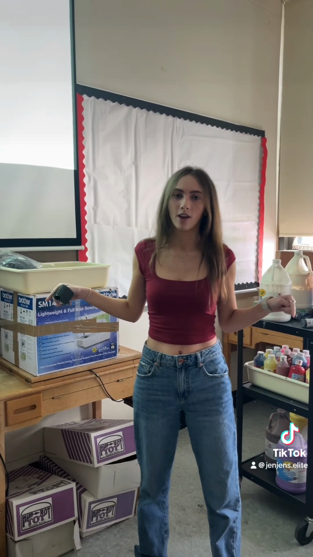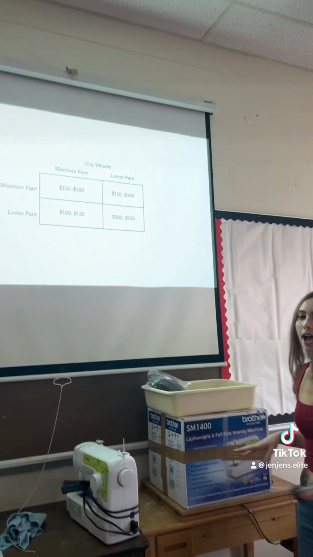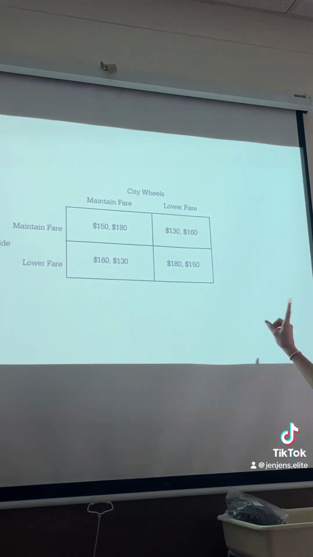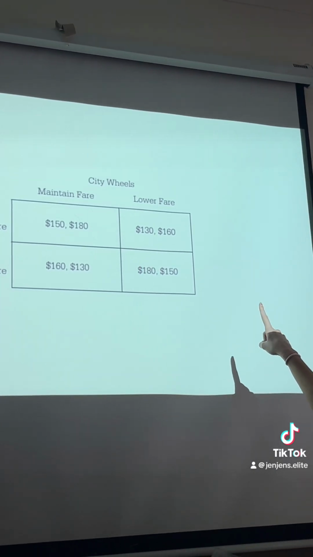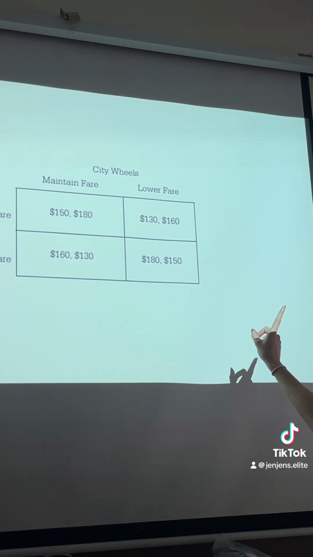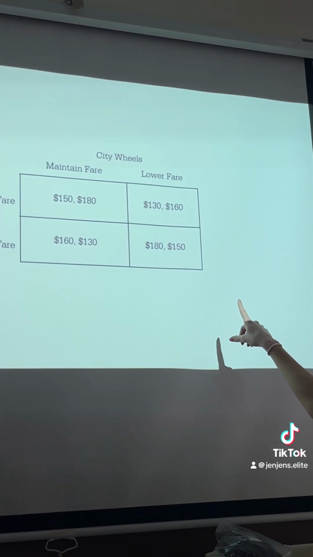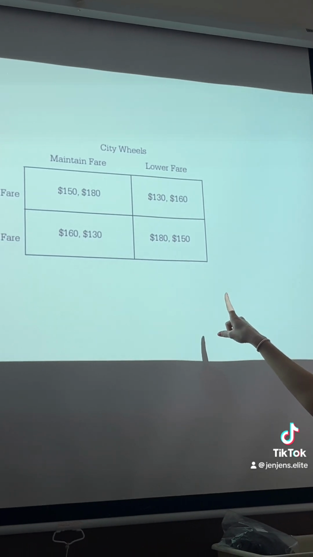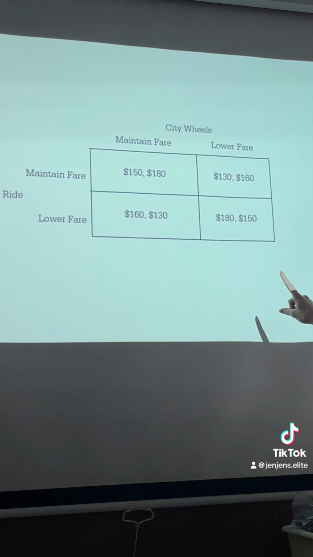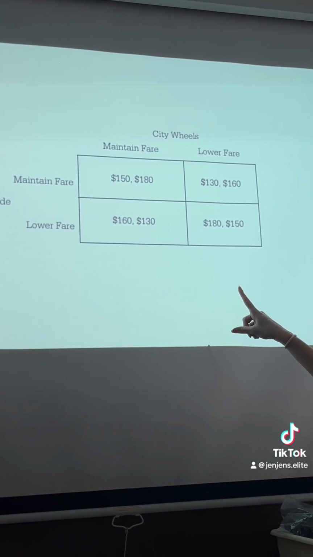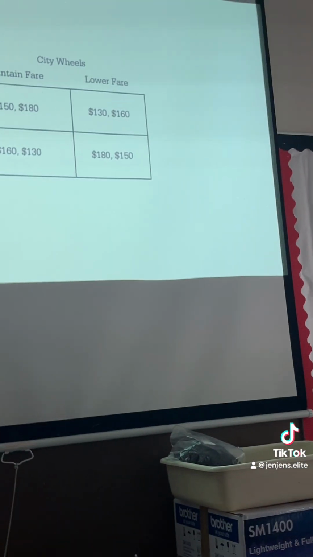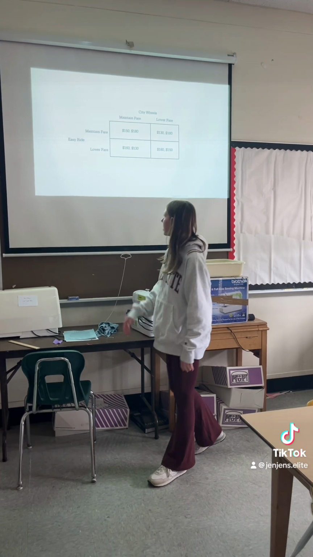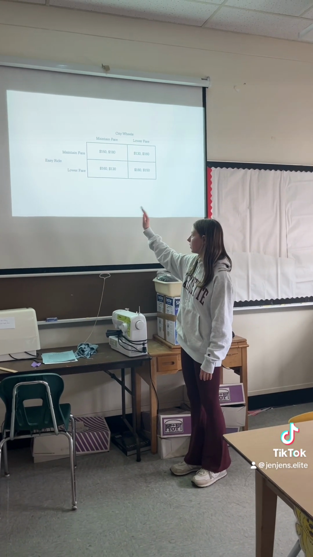This is the new payoff matrix. As you can see, what would change is that the lower fare for City Wheels is now 160 on the top right, and then 150 down below, 180 for Easy Ride in the same box, and then it would be 160 for Easy Ride on the left. This is because you add 40 to each of the lower fares.